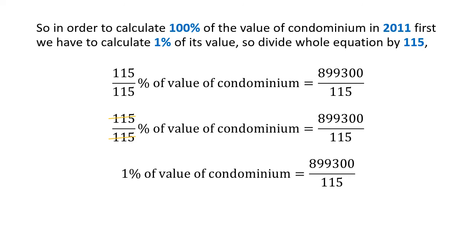So in order to calculate 100% of the value of the condominium in 2011, first we have to calculate 1% of its value, so divide the whole equation by 115 as shown in steps. So we have 1% of the value of the condominium equals $899,300 upon 115.